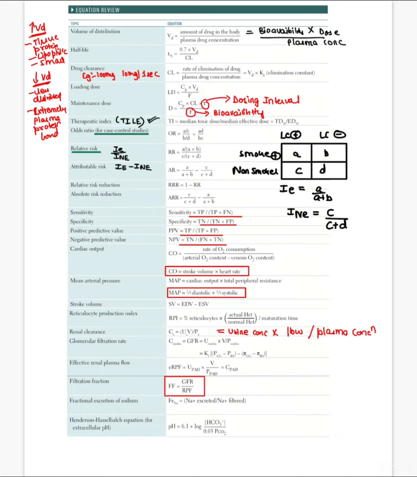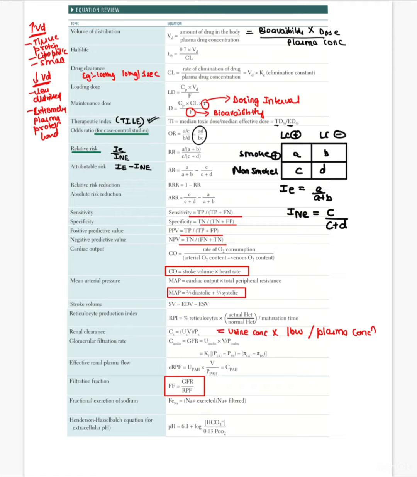Then the important thing is this one, that is therapeutic index, TILE. The mnemonic is L for lethal dose and E for effective dose. Odds ratio is used for case-control study, that is cross product ratio, AD by BC. Then you have the relative risk.